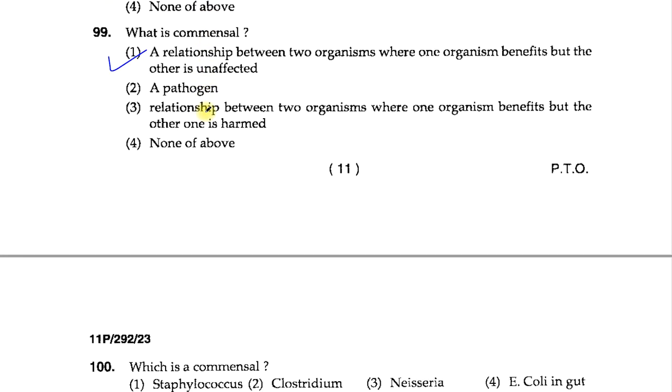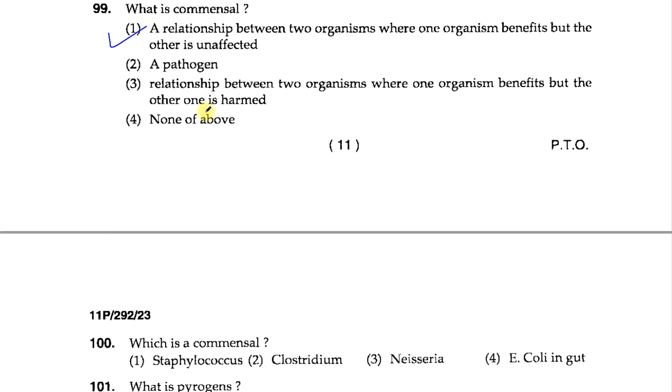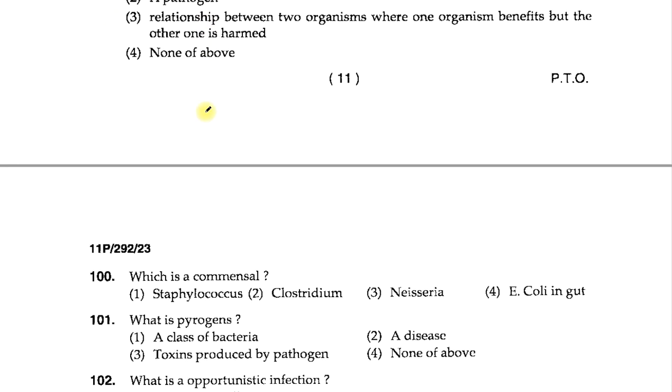Now the last question of this MCQ part 2 is Question number 100. Which is a commensal? 1. Staphylococcus, 2. Clostridium, 3. Neisseria, 4. E. coli in gut. So here I will say the correct answer is 4, E. coli in gut. Actually, it could be Staphylococcus also, if it had been written Staphylococcus epidermidis, because some species of Staphylococcus like epidermidis are found on the skin as commensals, but here it is written E. coli in gut, so that is the correct one.